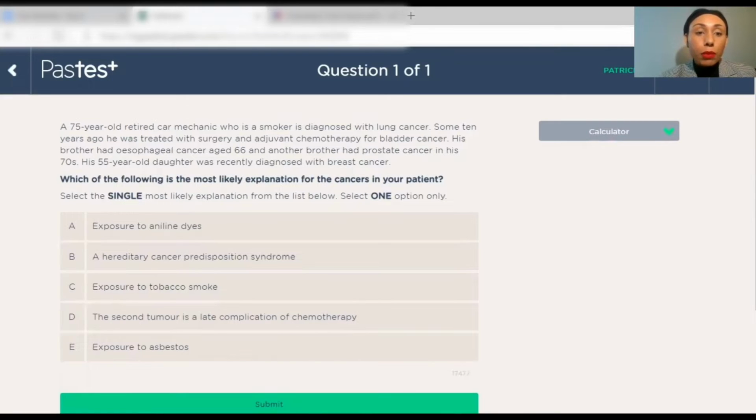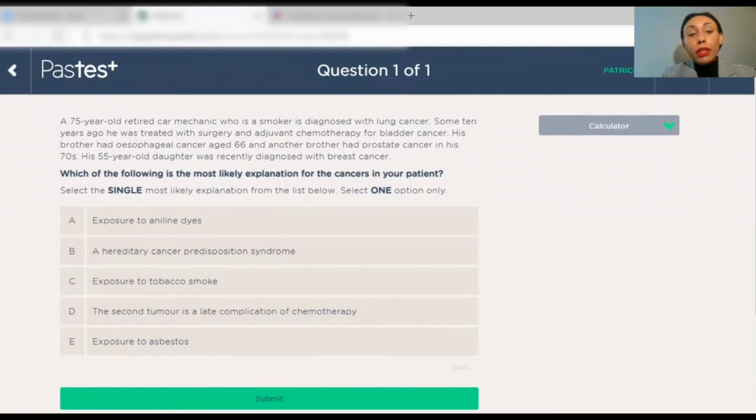Now, is his past history of cancer relevant here as well? Is exposure to asbestos something that's important? Exposure to asbestos is more likely connected to mesothelioma, and he's got lung cancer. And what do we think about smoking? Smoking is a big risk factor for developing lung cancer. So which one are we going to select here?